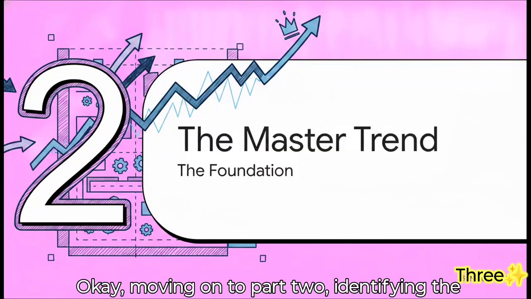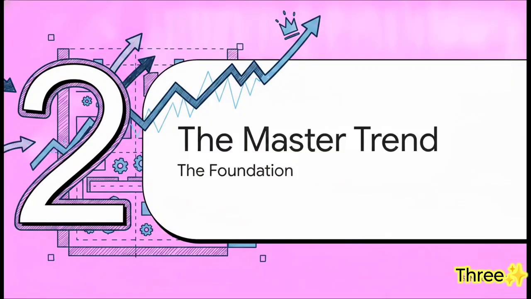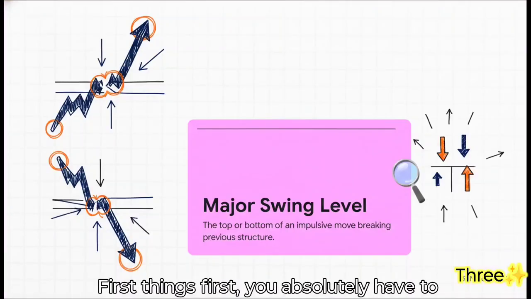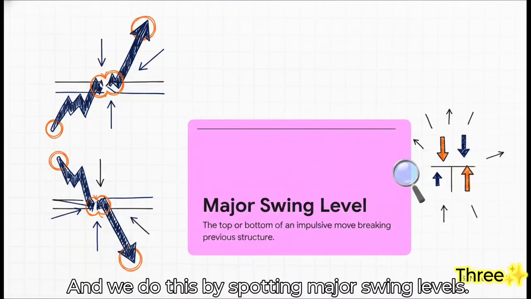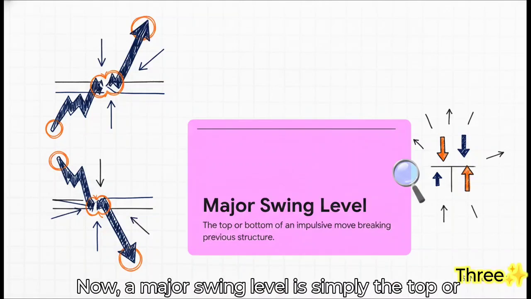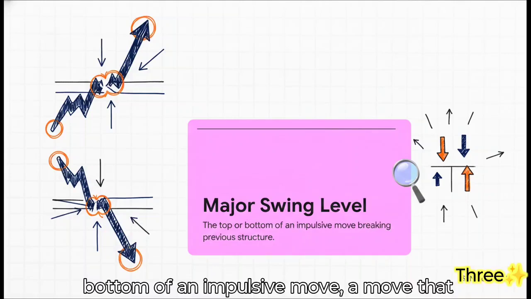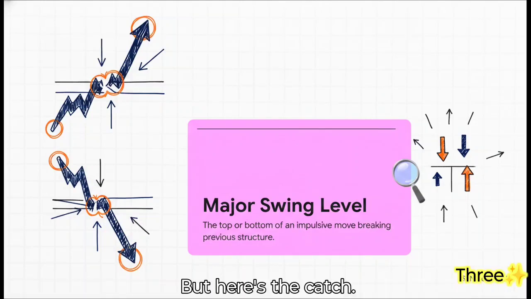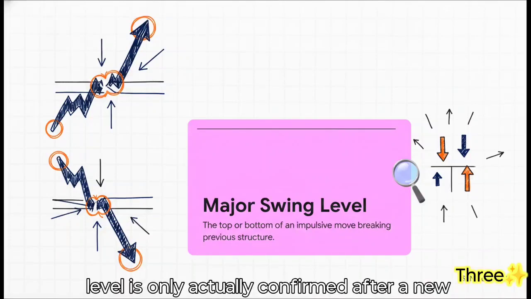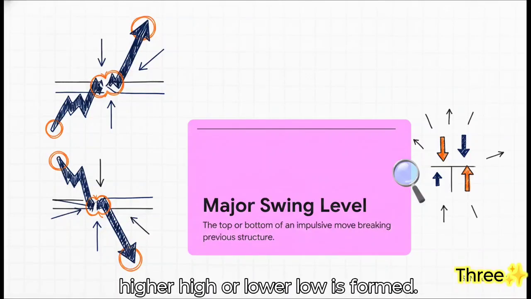Okay, moving on to part two, identifying the master trend. This is our foundation. First things first, you absolutely have to know which way the market is going. And we do this by spotting major swing levels. Now, a major swing level is simply the top or bottom of an impulsive move, a move that violently breaks right through previous market structure. But here's the catch. It's vital to remember that a major swing level is only actually confirmed after a new higher high or lower low is formed.